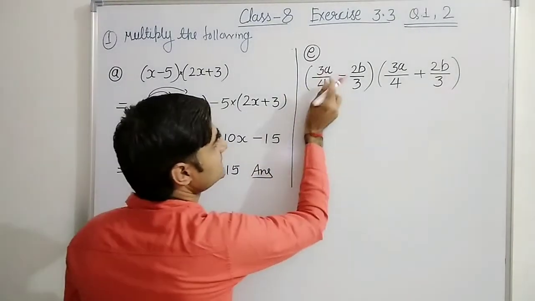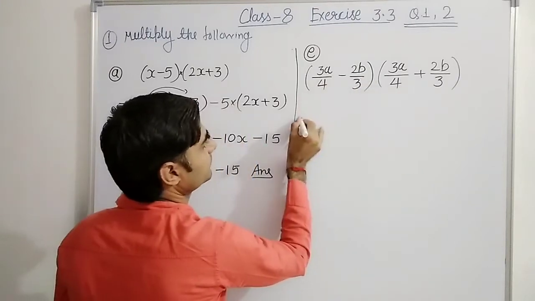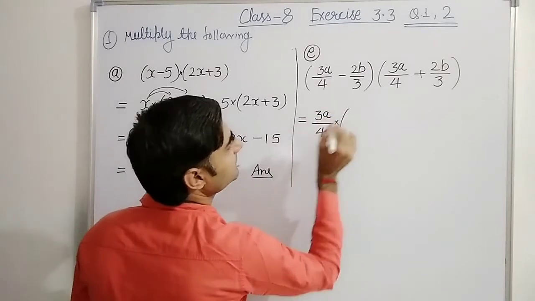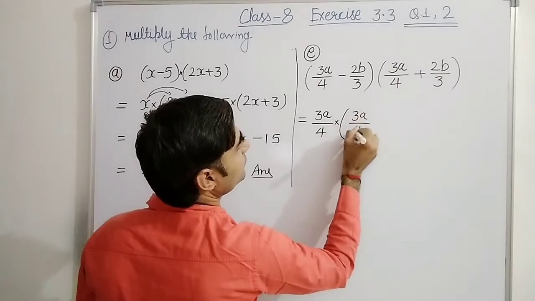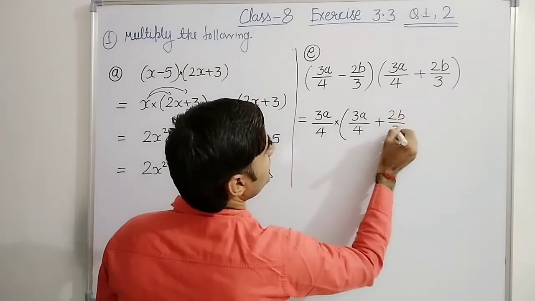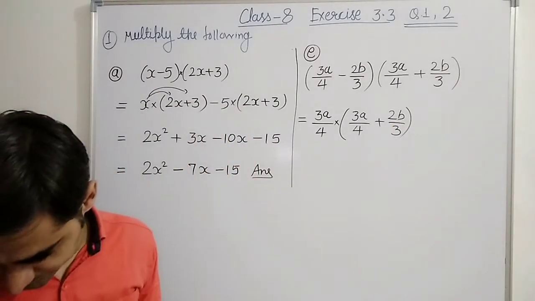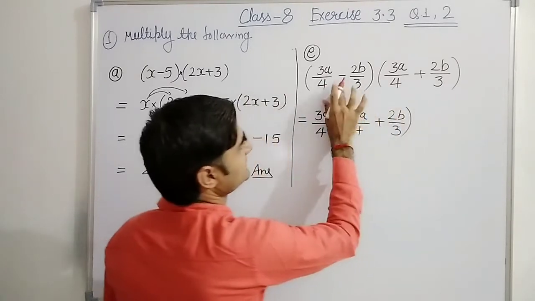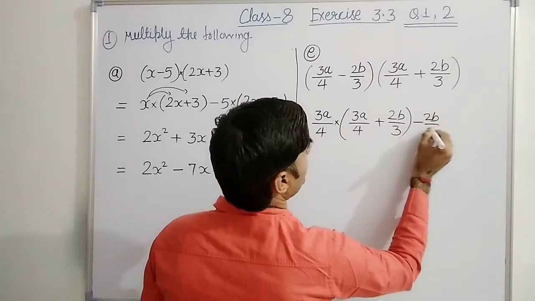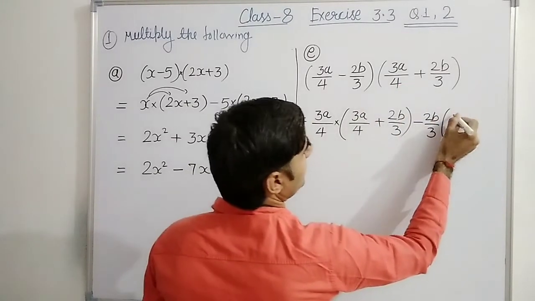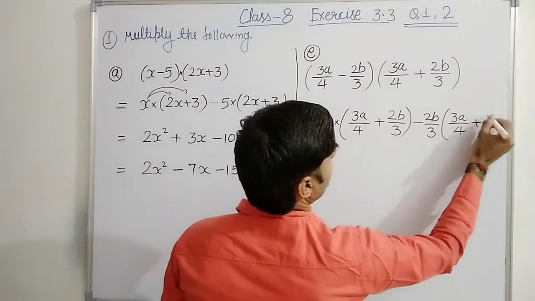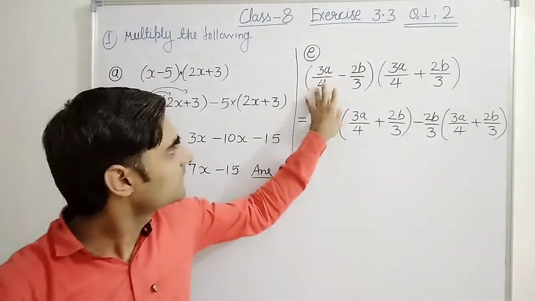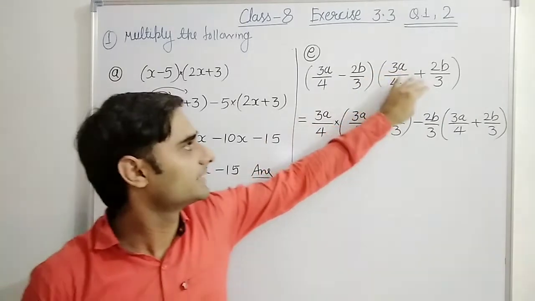First of all, this 3a/4 will be multiplied to both of them. So this will be equal to 3a/4 multiplied by (3a/4 + 2b/3). Then, it is not plus, it is minus: minus 2b/3 multiplied by the same again, (3a/4 + 2b/3). This is multiplied to this whole, and this is multiplied by this whole.